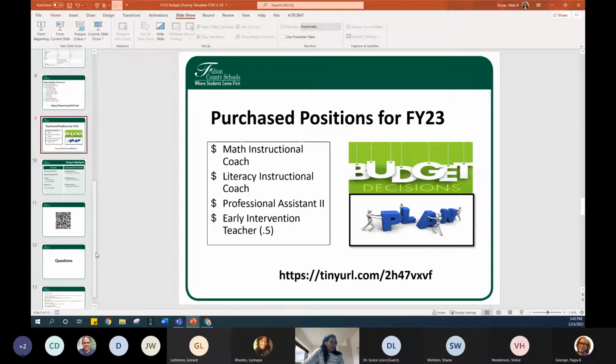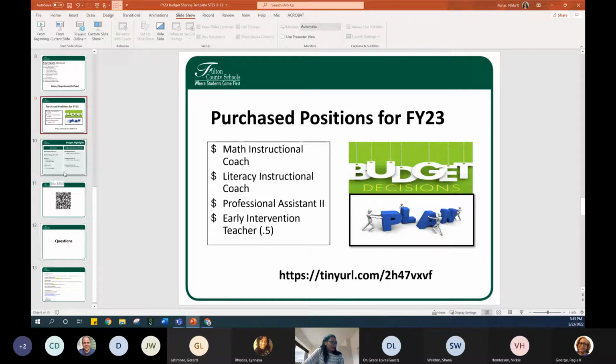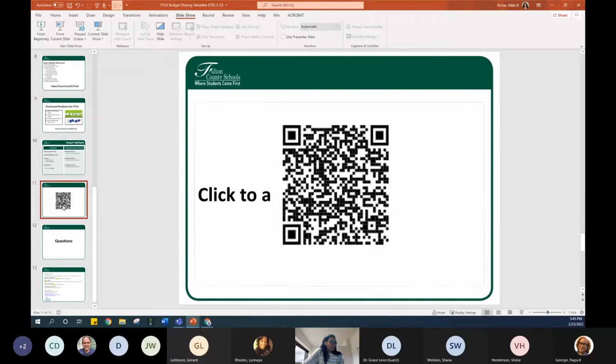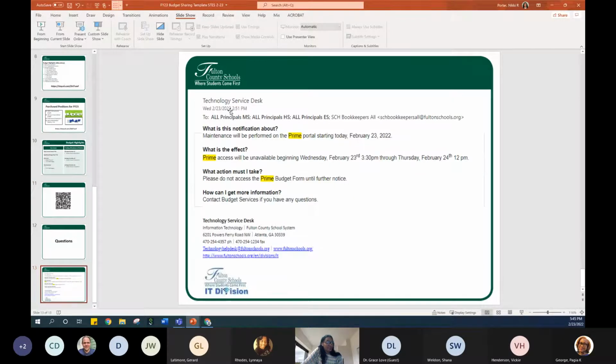Okay, this slide was included. I believe this QR code goes back to Fulton County Schools SGC. And I added this slide just to let you know that as of today, the prime portal where we're entering our budgets is down. Although corrections are still having to be made, we won't be able to make the corrections until tomorrow afternoon after 12 o'clock. I just want to be transparent to share that Fulton is experiencing difficulties with the prime portal.